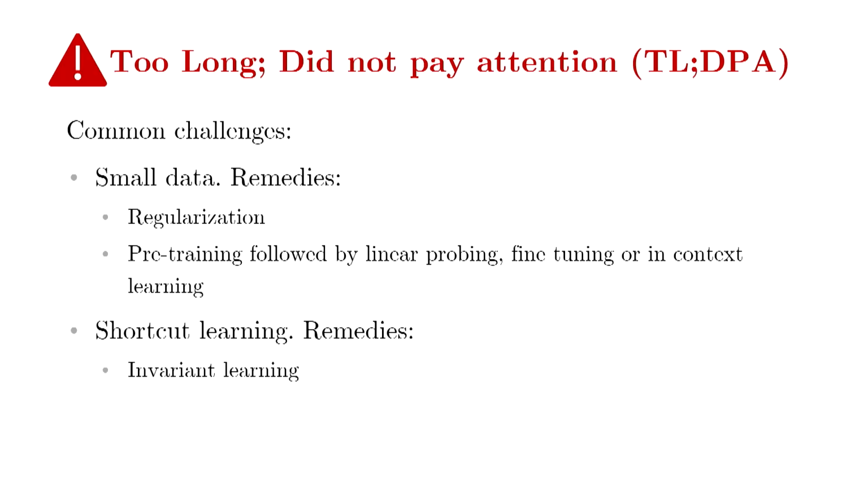Okay, too long, did not pay attention. We talked about a couple of challenges that might arise in the context of using clinical data and deep neural networks. One is small data, and we can remedy that by doing pre-training, followed by linear probing or fine-tuning, or in-context learning, which we didn't go over. Shortcut learning we can remedy by doing invariant learning, where we ask the model to not depend on any features that are correlated with, let's say, the race of the patient.